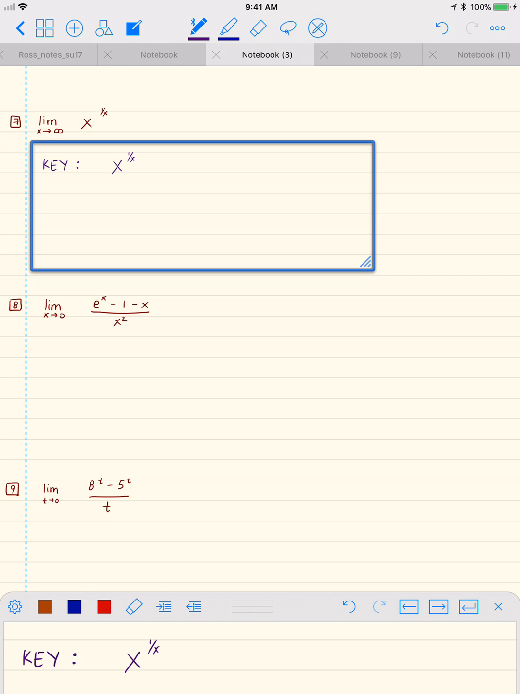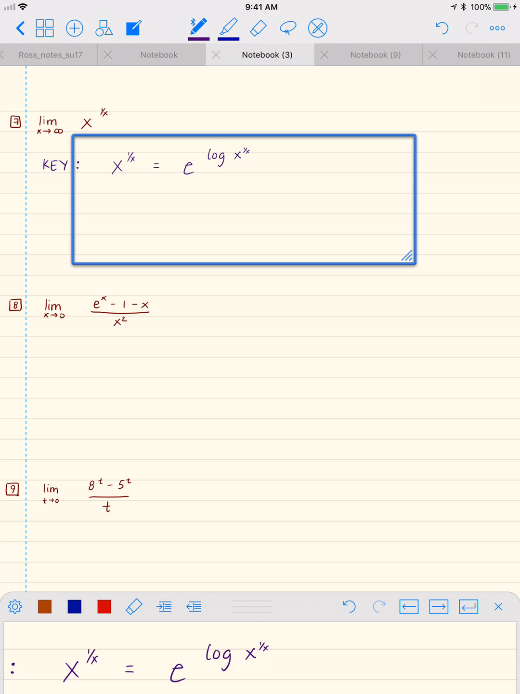x to the 1 over x is the same thing as e to the log of x to the 1 over x. Okay? Because remember, e and log are inverses of each other. Now we can rewrite this as e. We can use the properties of log to take that 1 over x and bring it downstairs. So we'll have e to the 1 over x times log x.